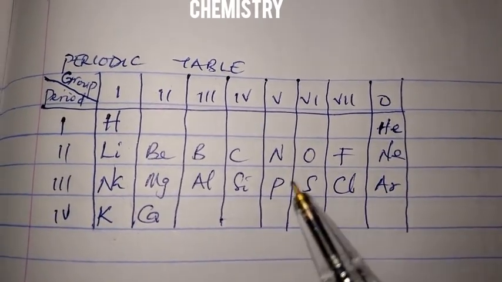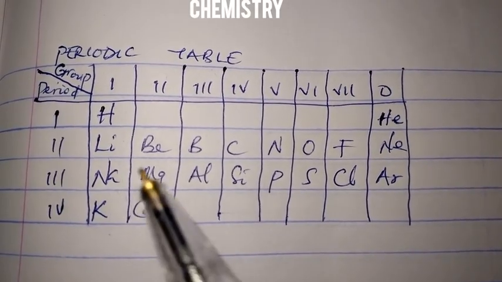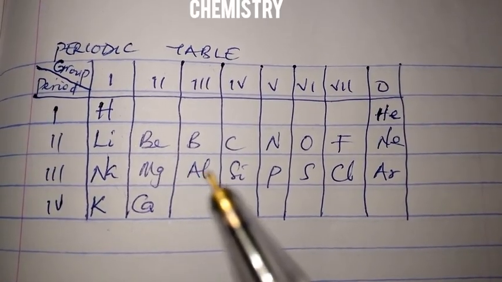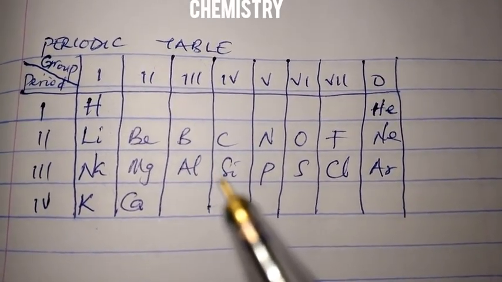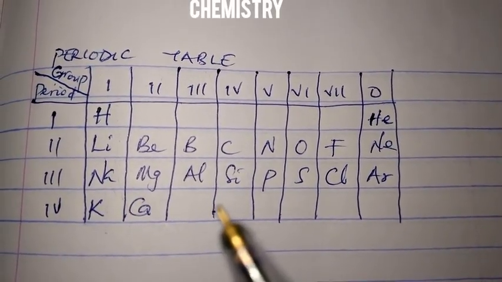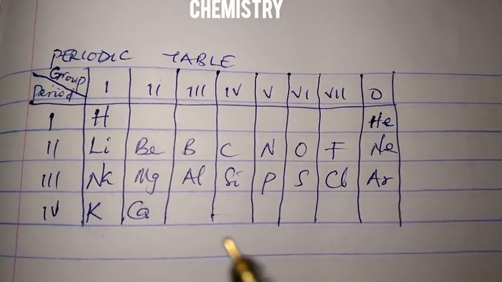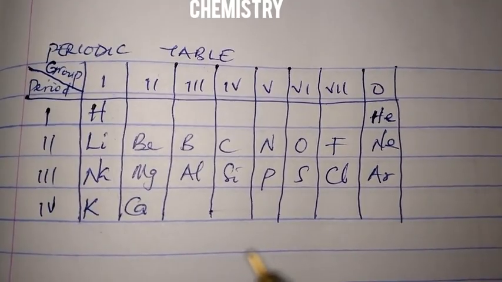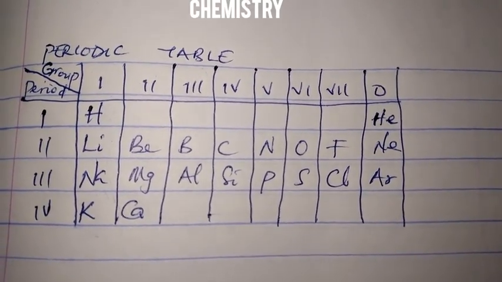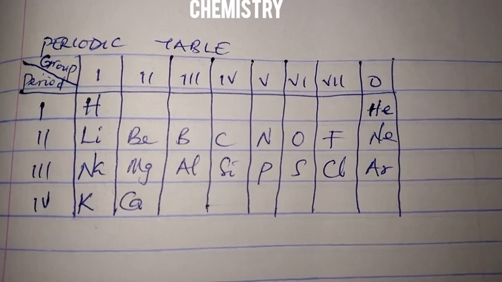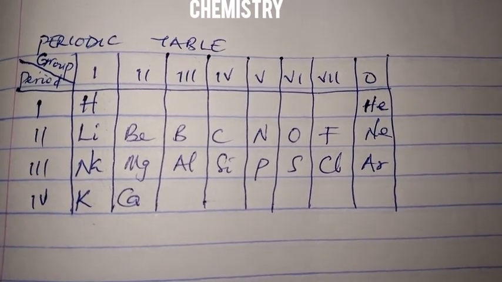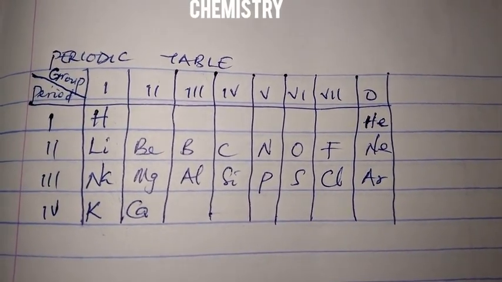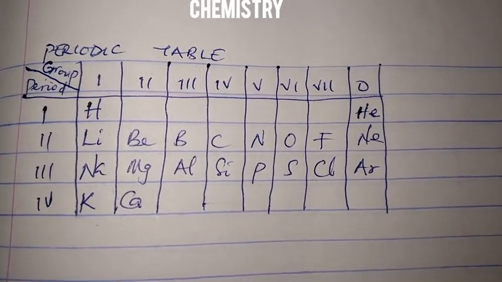Now, these elements in their respective groups have a corresponding number of valence electrons. When we say valence electrons in chemistry, we are just saying the outermost electrons, or the electrons in the outermost shell of an atom. For example, hydrogen is in group 1 because it has only one electron in its shell, which is also the outermost shell, because hydrogen has only one shell.